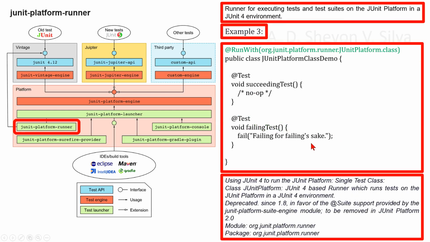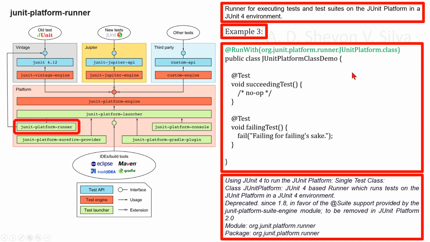As an example 3, we can consider using JUnit 4 to run a JUnit platform single test class. JUnit platform JUnit 4 based runner, which runs tests on the JUnit platform in a JUnit 4 environment, deprecated since 1.8 in favor of the suite support provided by the JUnit platform suite engine module, to be removed in JUnit platform 2.0. It is in the module org.junit.platform.runner, package org.junit.platform.runner.